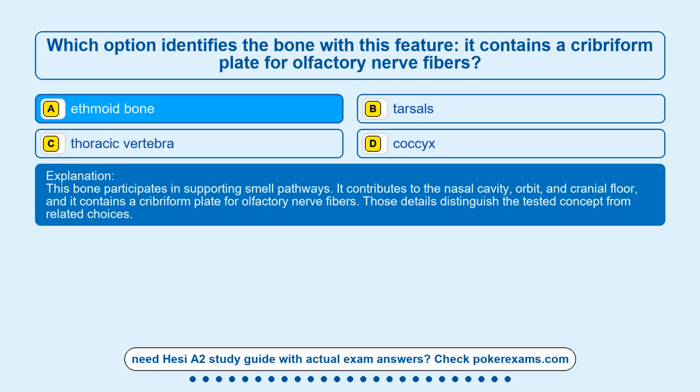This bone participates in supporting smell pathways. It contributes to the nasal cavity, orbit, and cranial floor, and it contains a cribriform plate for olfactory nerve fibers. Those details distinguish the tested concept from related choices.